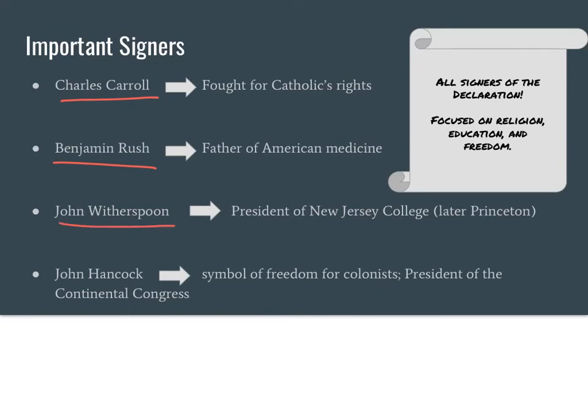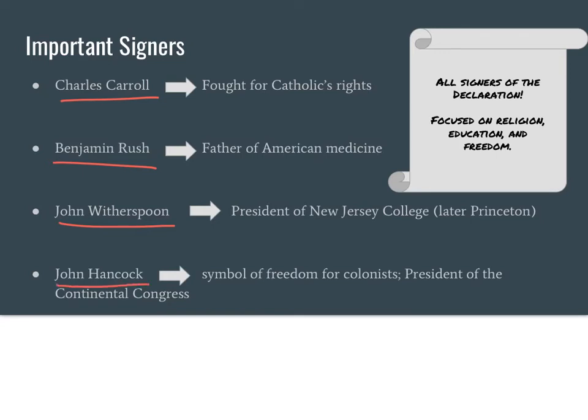John Witherspoon, he was a minister who was the president of the College of New Jersey, which later became Princeton. And at the time that John Witherspoon was the president of this college, it was a college that trained ministers. And so he was highly religious as well, a Presbyterian.